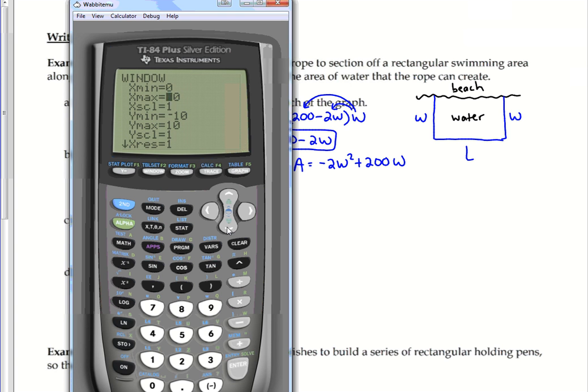X max. Well, if we think about this, we have width and length, right? We have 200 feet of road, so we know it has to be less than 200. In fact, it has to be less than 100, our width value, because you have to add these 3 together, and they have to add to 200. So let's try 100 for our max, on a scale of 10.